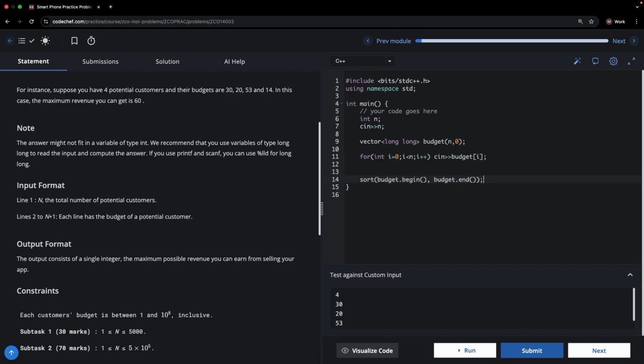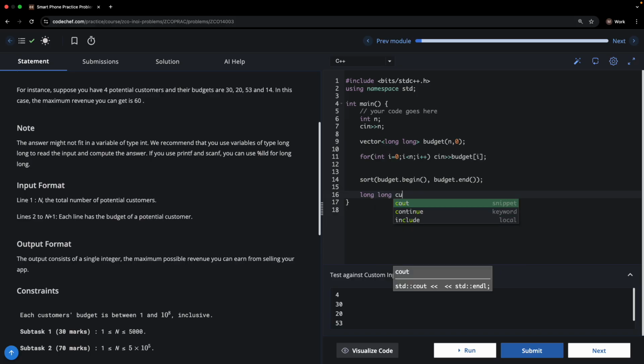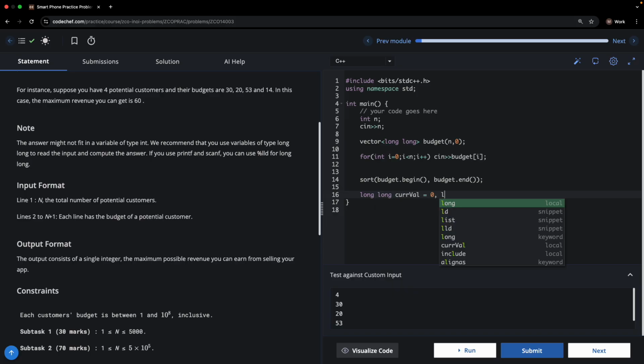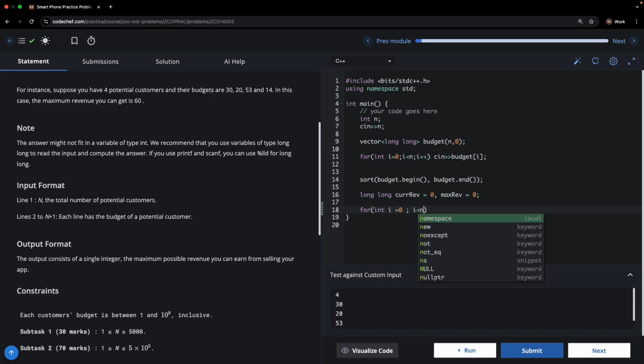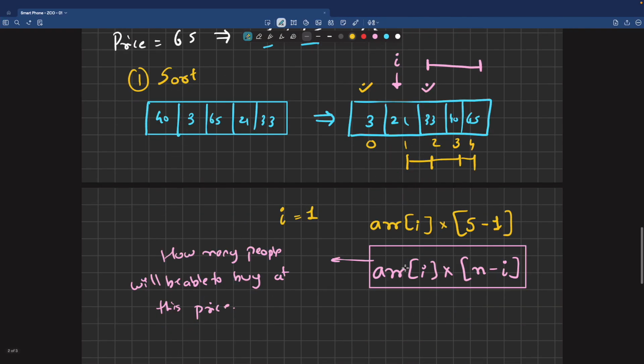Once we are done with the sorting, let's create a few variables. Let's create the current revenue and mark it as 0, and another which is the maximum revenue, also equal to 0. Now we'll run a simple for loop. So for int I equals 0, I less than n, I plus plus, what we need to do is simply apply the formula we have created, array of I into n minus I.